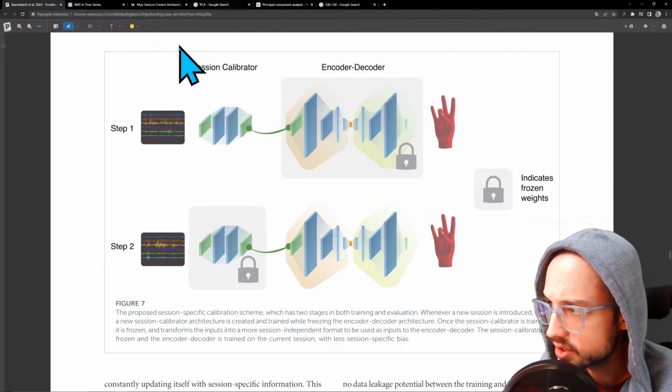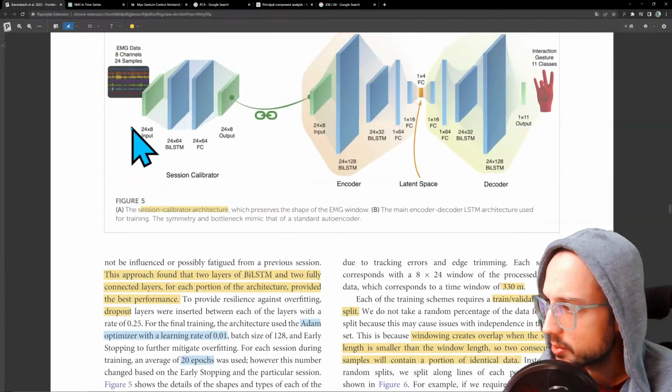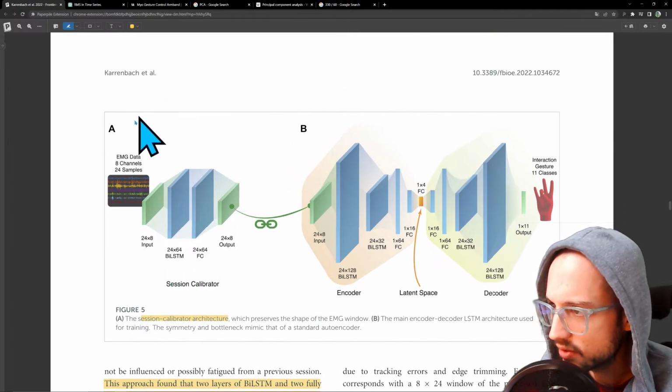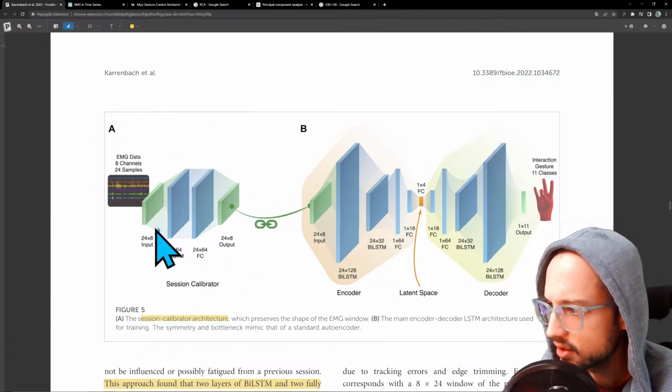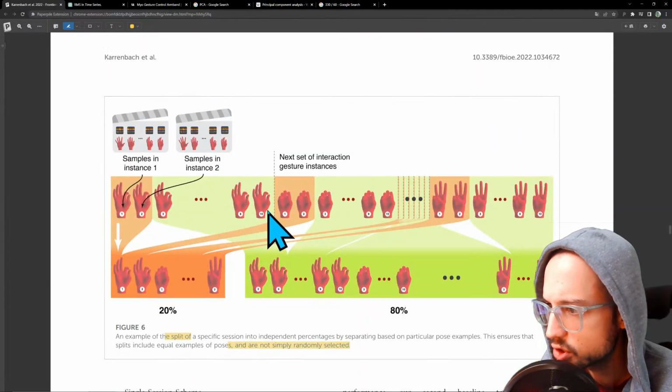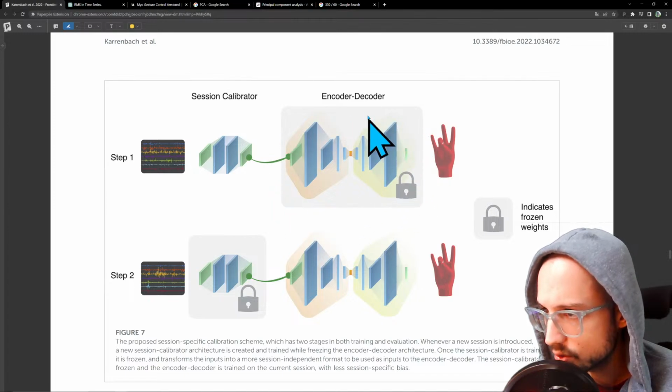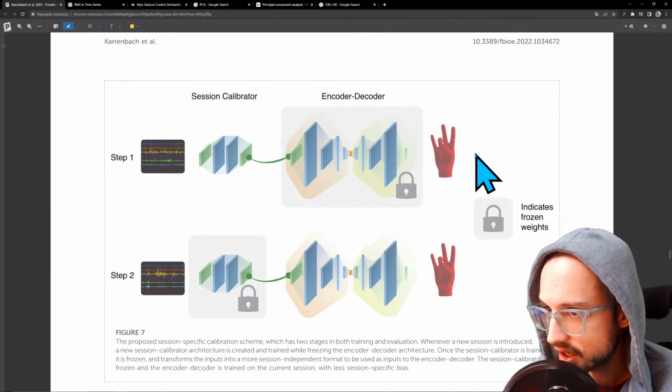They have what they're calling here the session calibrator, which is actually very similar. I think, if I remember from up here, you have fully connected layers, you have the bidirectional LSTM layers, and then it actually keeps the input and the output the same. So it's a 24/8 input, 24/8 output. So you can maybe roughly think of this as the feature encoder, right, or the backbone in a computer vision problem. So what they're doing is that they lock this encoder-decoder part, right? So they freeze the weights and then they push the gradients, I guess, all the way from here.